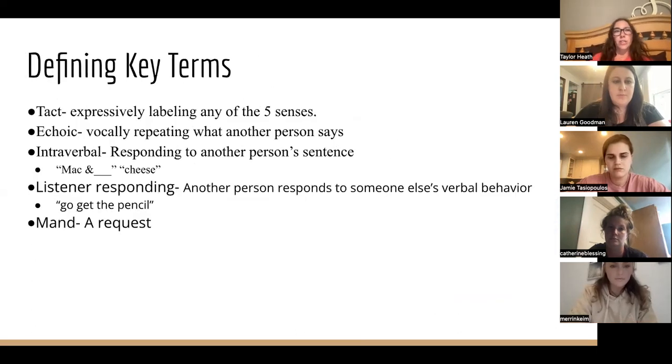So, defining key terms: tact is expressively labeling any of the 5 senses. Echoic is vocally repeating what another person says. Intraverbal is responding to another person's sentence. For instance, if I were to say "mac," the person or client would say "cheese." Listener responding is when a person responds to someone else's verbal behavior. So if I were to say "go get the pencil," they would respond by going and getting the pencil. And then a mand is a request.